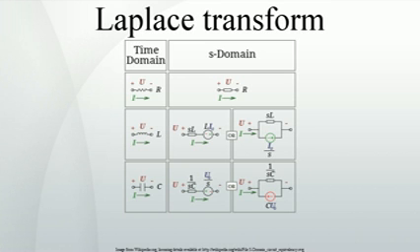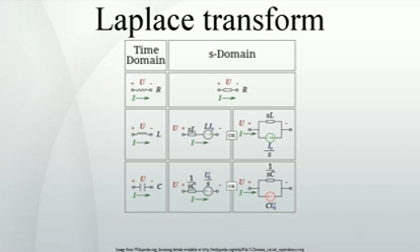Mellin transform. The Mellin transform and its inverse are related to the two-sided Laplace transform by a simple change of variables. If in the Mellin transform we set x equals e^(-t), we get a two-sided Laplace transform.